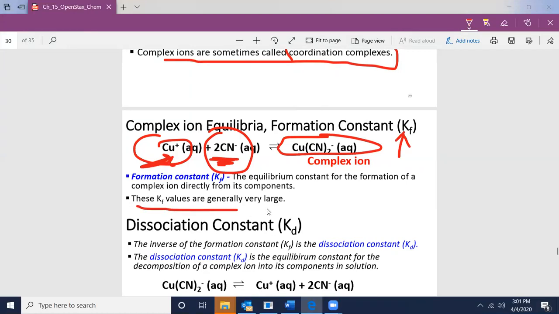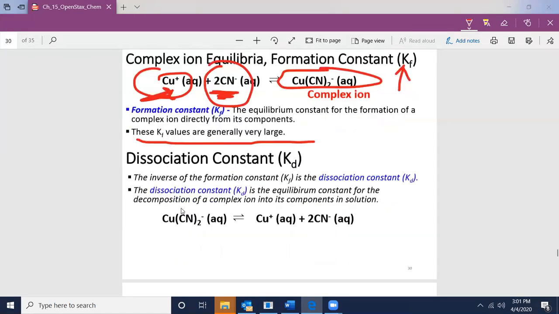These KF values are generally very, very large. That means that it's very difficult to dissociate complex ions. This reaction is very feasible when you put these ions together. They love each other. They're going to go into the complex ion. And that's why they would really like to come back into their ionic forms, and that's why the KF values are very, very large.